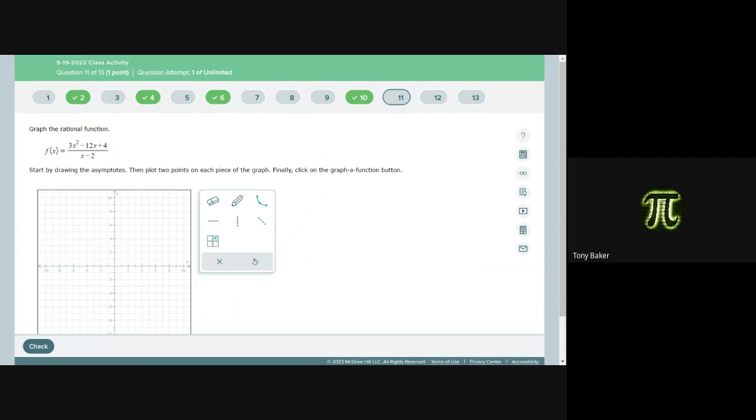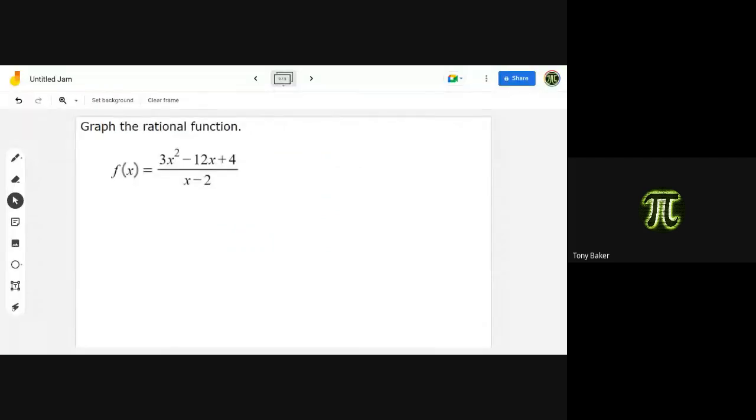All right. Find me my vertical asymptote and my slant asymptote for this one. And then we'll do our 5 points. Same problem, don't worry.